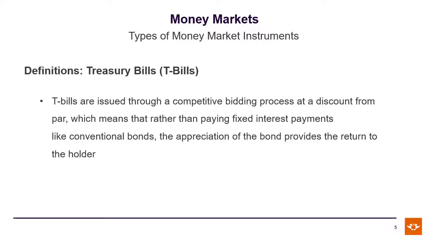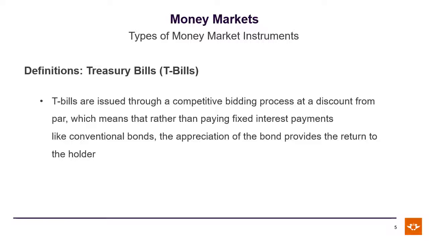T-bills or treasury bills are issued through a competitive bidding process. Here in South Africa, there's a weekly tender for 91-day and 182-day bills, and there are special issues of treasury bills with other terms, and again, this is part of the open market operations used for monetary policy purposes.